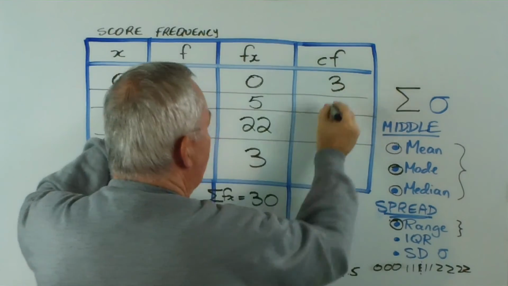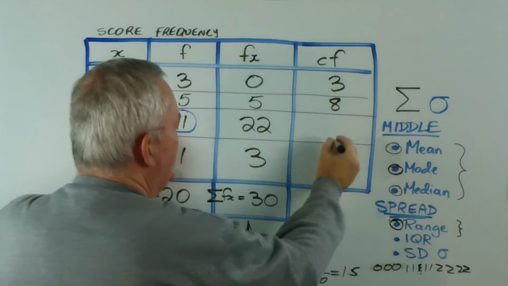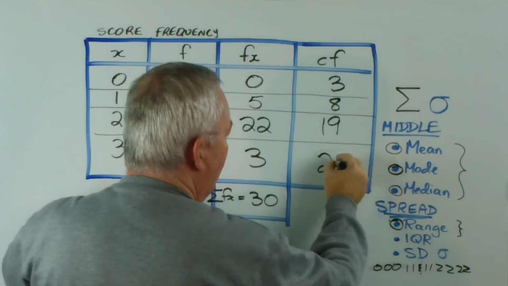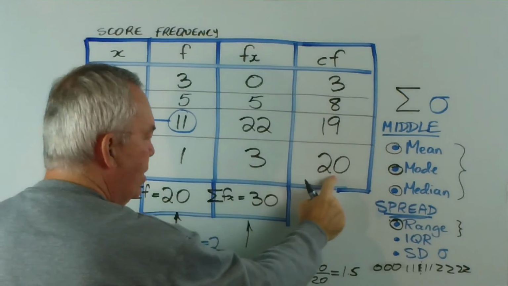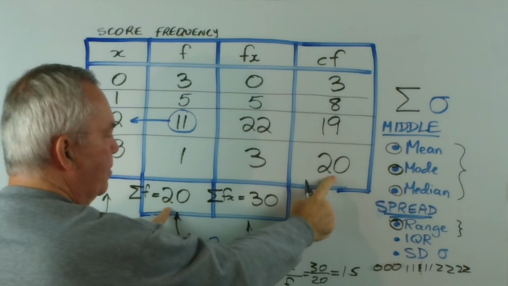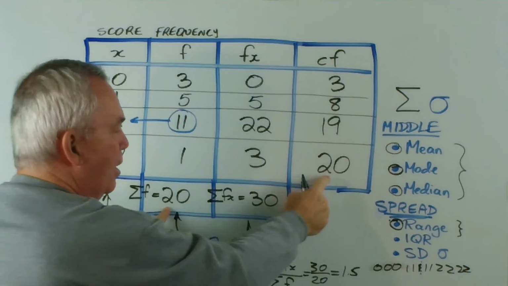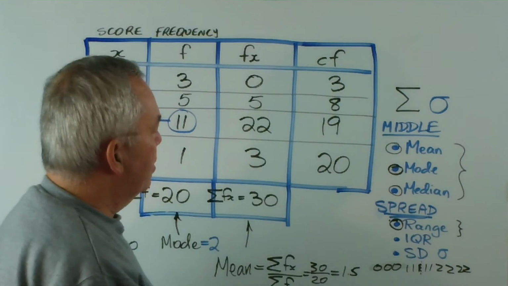Let me first do that. We write down the 3, then we add on the 5, we add on the 11, and we add on the 1. Before we do anything else, the first thing we want to check is that this total is the same as that total, because we just added as we went, and they should match up. And of course they do here, so we're feeling confident.